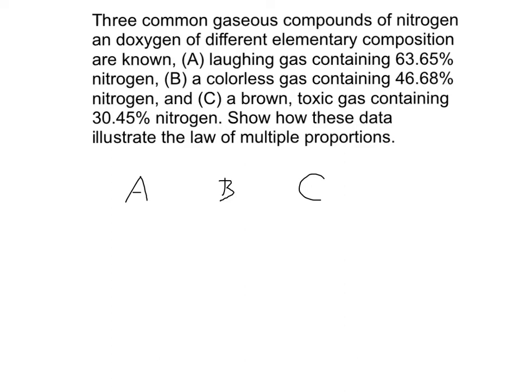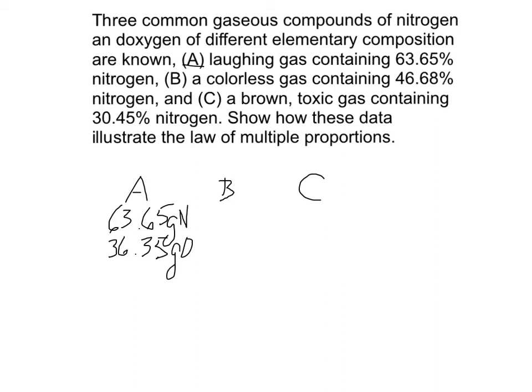we can quickly determine that if, for example, sample A is 63.65% nitrogen, we can just change that to grams, and we can say that is 63.65 grams of nitrogen. That means that the remaining mass is going to be oxygen, and that would come out to be 36.35 grams of oxygen. So that's in A.